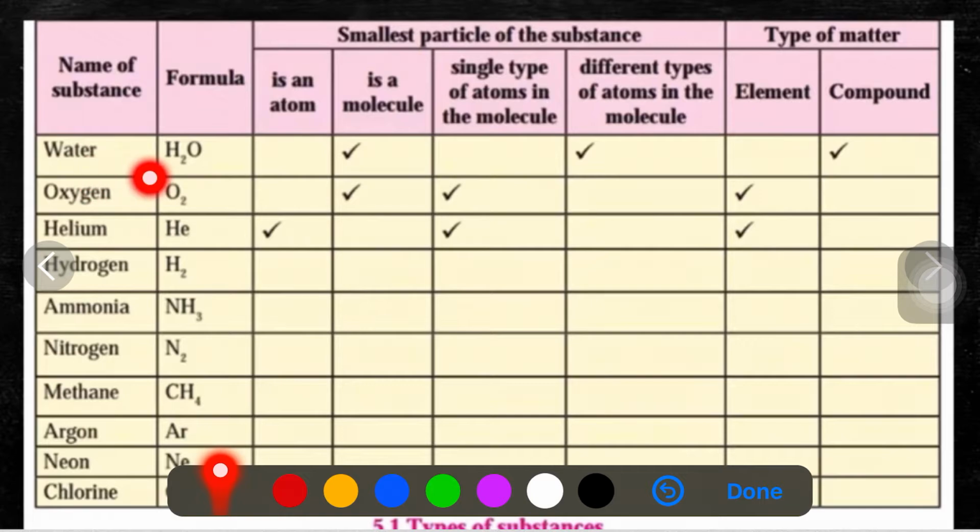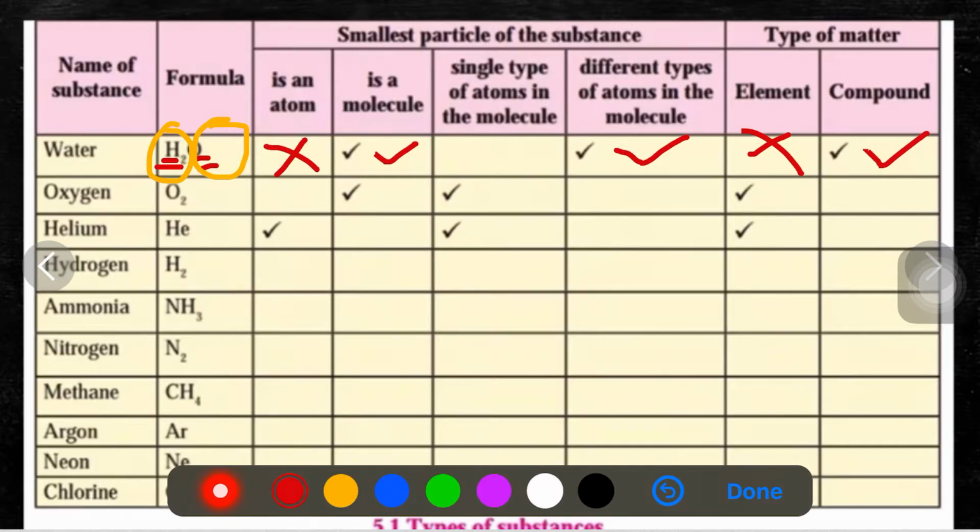Okay, now first, as you can see, H2O, it's water. Is it an atom? I told you no atom, so it's a molecule. Why molecule? Because it is made up of more than 2 atoms or elements, as you can see, H2O. Is there a single type of atom? No, as you can see, hydrogen, H, is there, and oxygen, O, is also there, which means 2 types of element are present. This is not a single type of atom. There are 2 types of atom, meaning different types of atoms in the molecule. So the tick will be on different types of atom. Is it an element? No. Is it a compound? Yes, it's a compound.